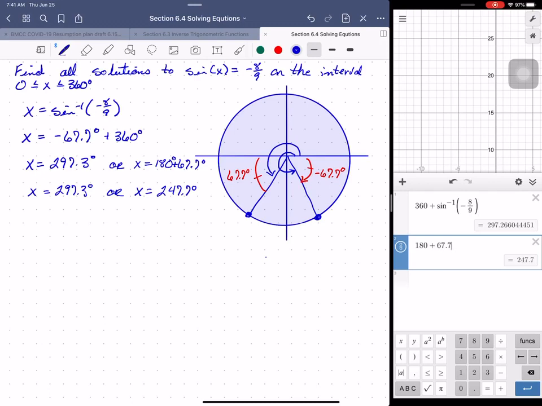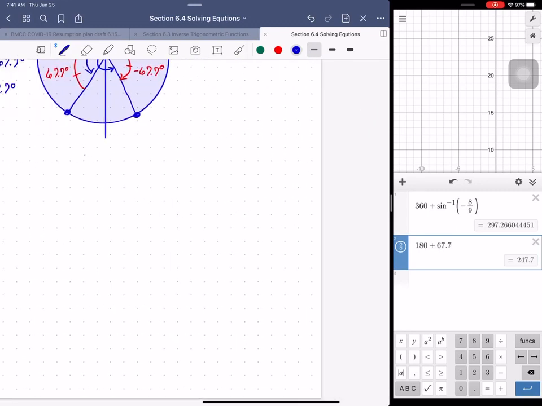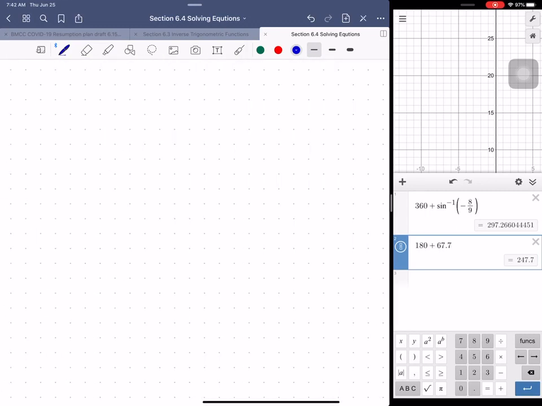And let's do one more example together, and then we'll be done with this section. So let's look at one more example here. And this one gets a little bit complicated, because it is an adjusted or a transformed trigonometric function.